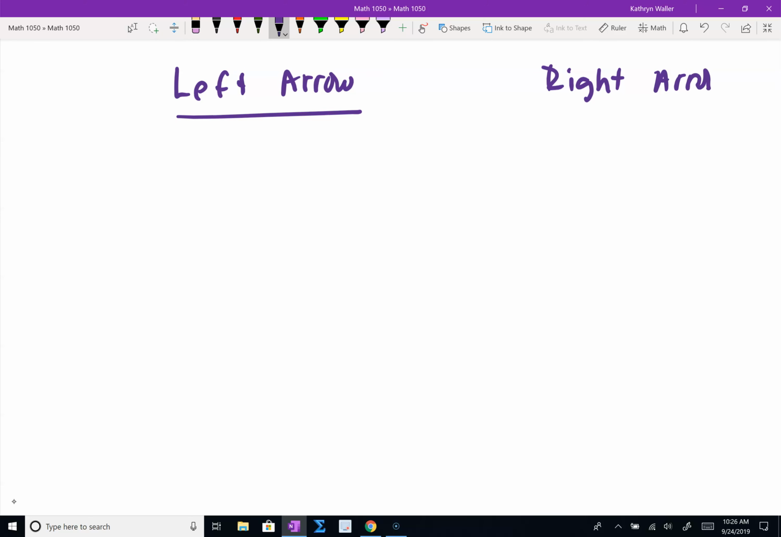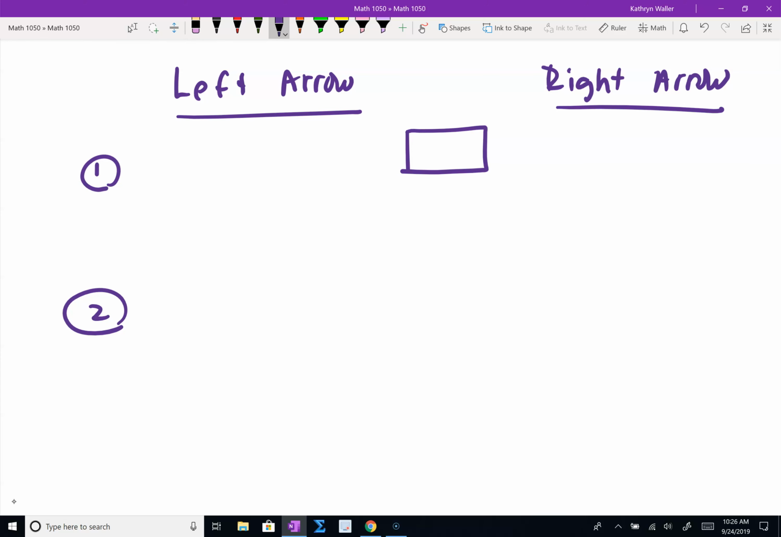Please write down the words left arrow, and then write down the words right arrow. And then put a box right in there, okay? For that left arrow, you literally only have two options. The left arrow always points to the left. So you're going to point to an upper left corner or a lower left corner.